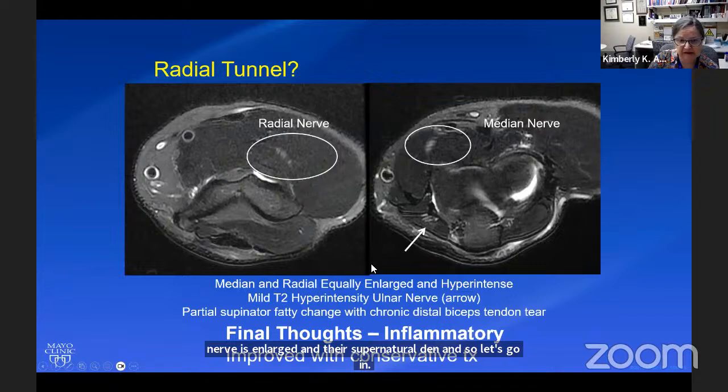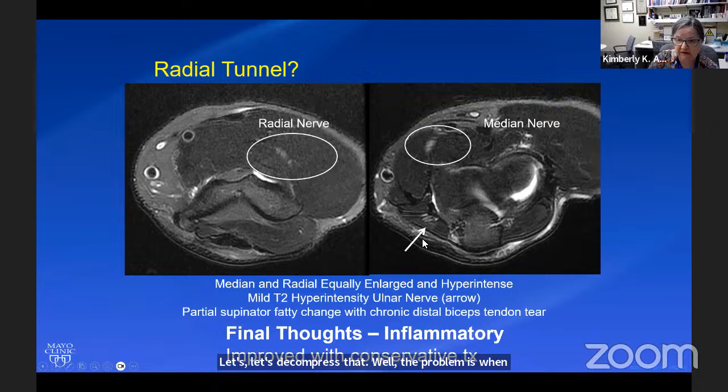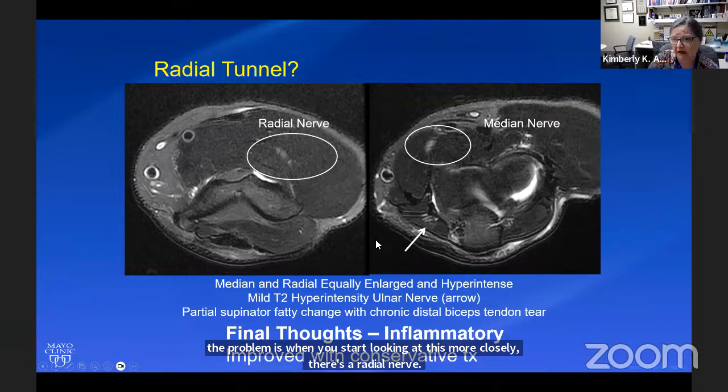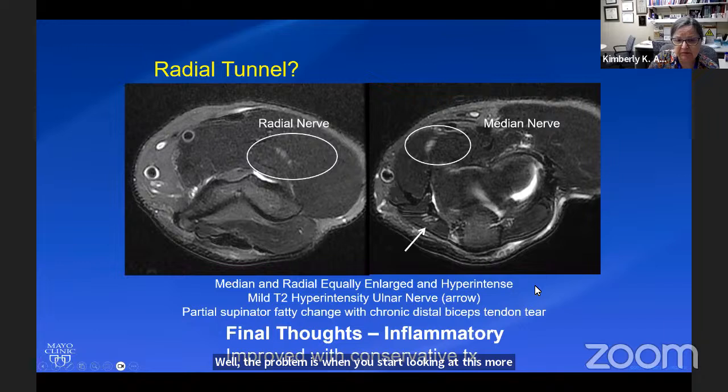Well, the problem is when you start looking at this more closely, there's a radial nerve, there's a median nerve, there's the ulnar nerve, they're all hyperintense. So this is probably more likely related to something inflammatory. This was not treated with surgery, and this resolved with conservative treatment.